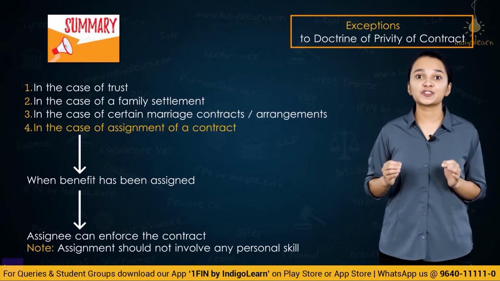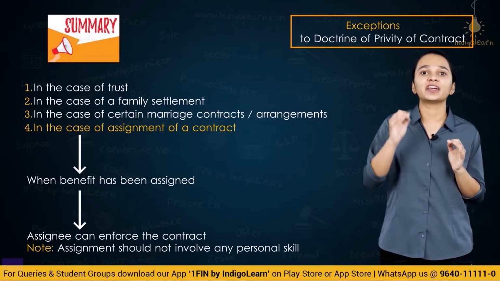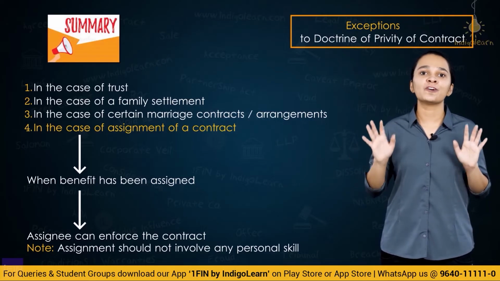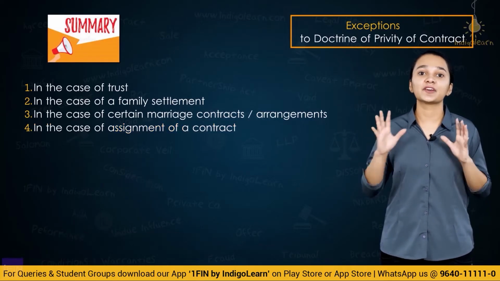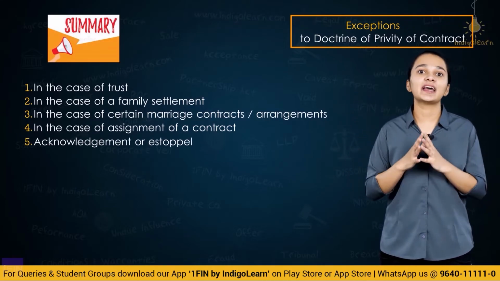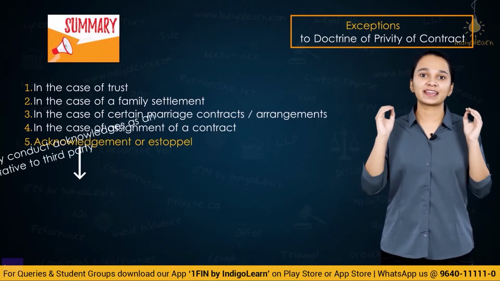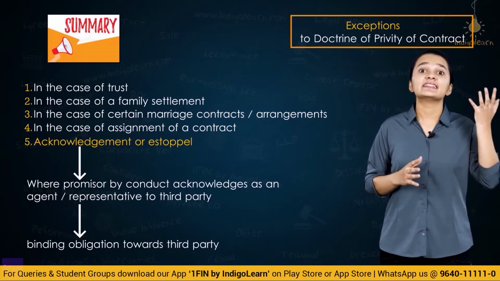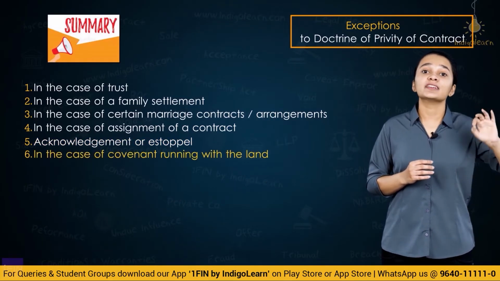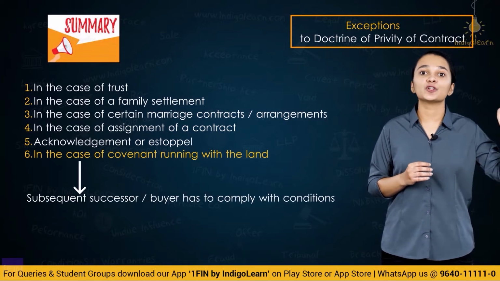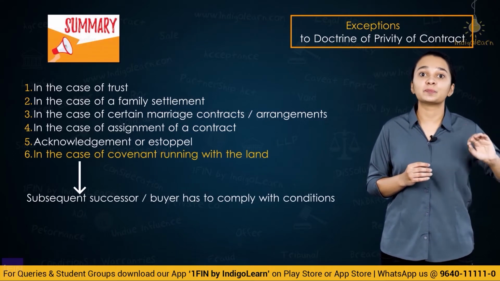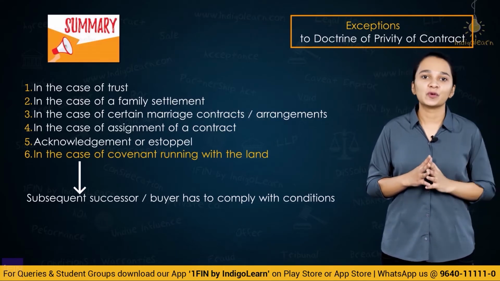And we have also understood that only and only benefits can be assigned. There can be no assignment of liability. After this, we have understood that in case of acknowledgement and estoppel as well, a stranger to the contract can sue. And in the situation when there are certain covenants running with the land, then all the successive buyers of the land will also be bound by the covenants or the conditions which were imposed by the previous owner.